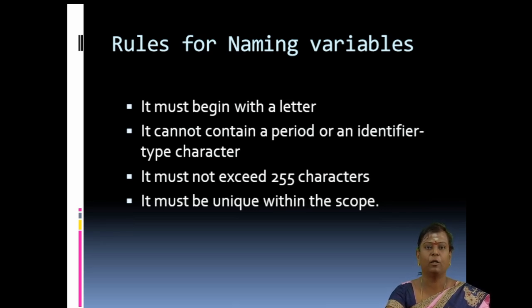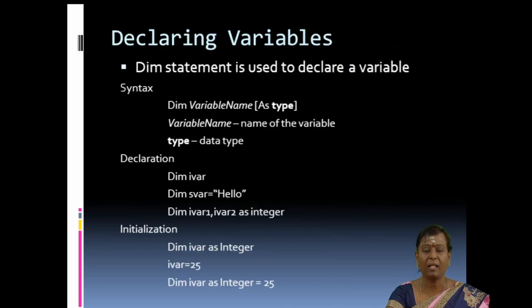Today we will be seeing the scope of the variable. There I will be explaining that. Next, moving on to declaring variables. To declare a variable, we have a Dim keyword. The Dim keyword is used to declare variables. The Dim statement syntax is given below.